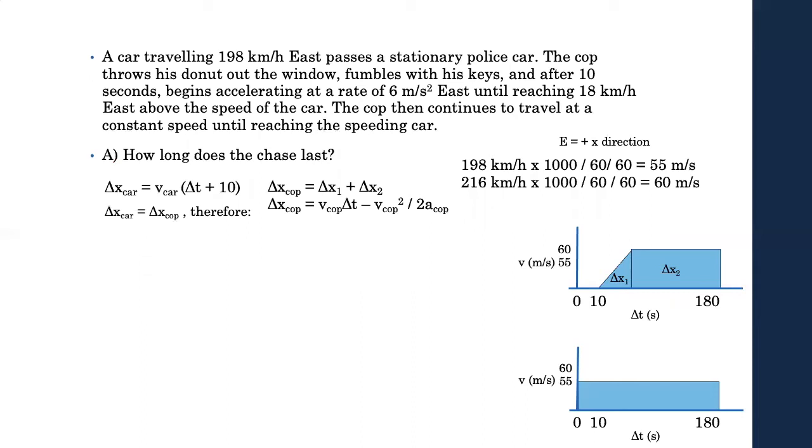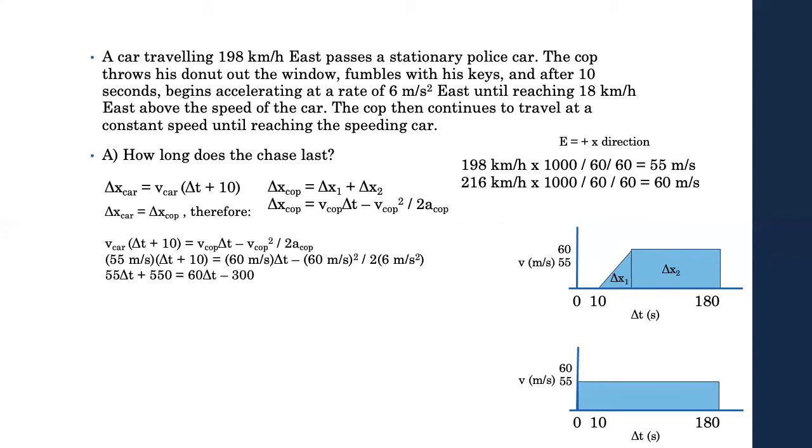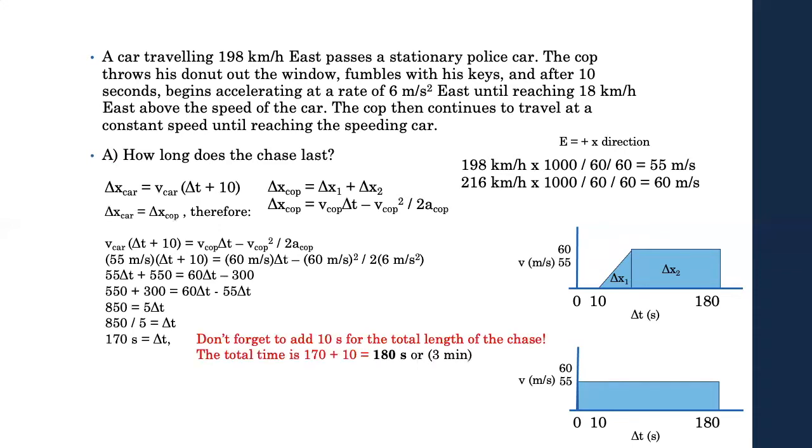And as you rightly pointed out, when the cop catches the car, they're going to have traveled the same distance. So you can say that the distances traveled are equal, and you can set those equations equal to each other. And now you just fill in the numbers that we had: the speed of the car, speed of the cop, acceleration. And that's just a bunch of calculator number crunching. It reduces down to 55 times the time plus 550 equal to 60 times the time minus 300. It simplifies even further, and you get 170 seconds.